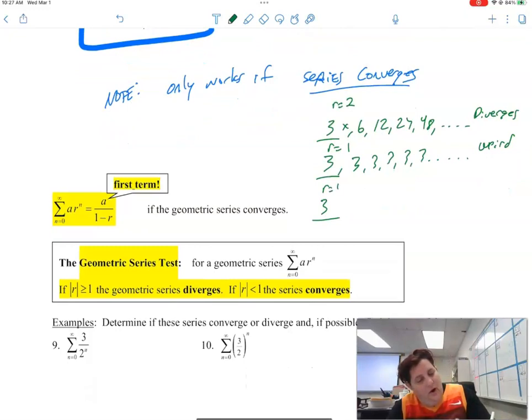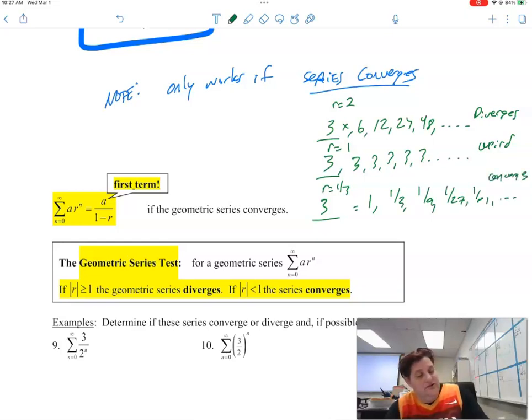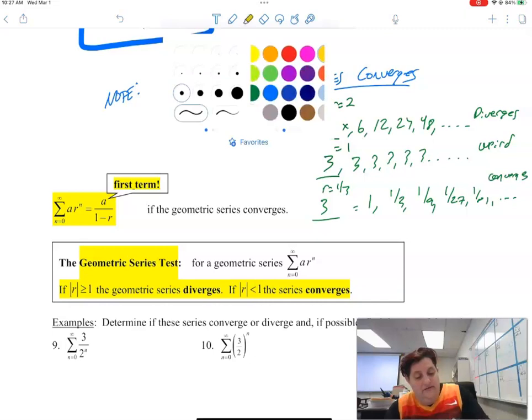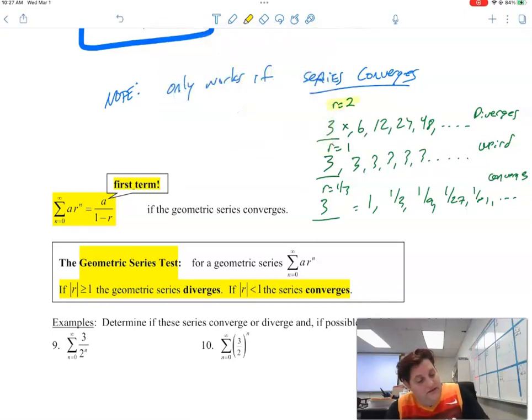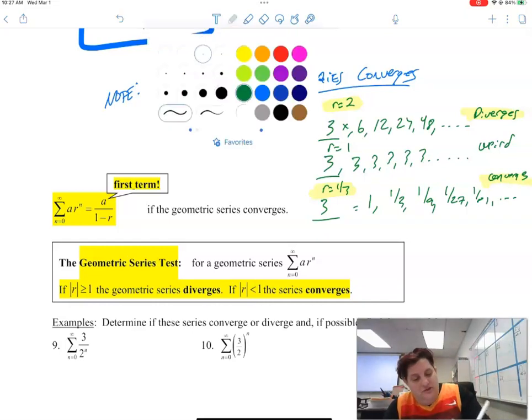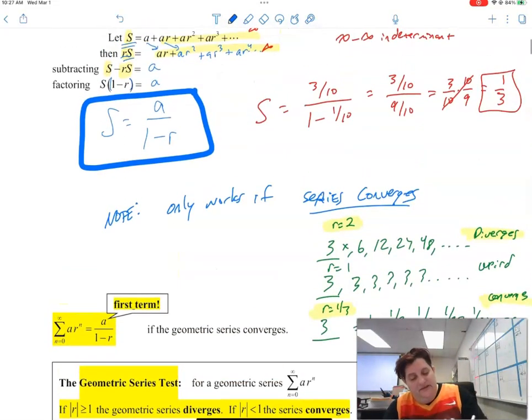Let's say that r is a third. 3 times a third is going to be 1. And then 1/3, 1/9, 1/27, 1/81. Right? That converges. So how do we decide if it converges or if it diverges? Well, look, if r is a big number, it's going to diverge. If r is a fraction, it's going to converge, because when I multiply by a fraction, it gets smaller and smaller.